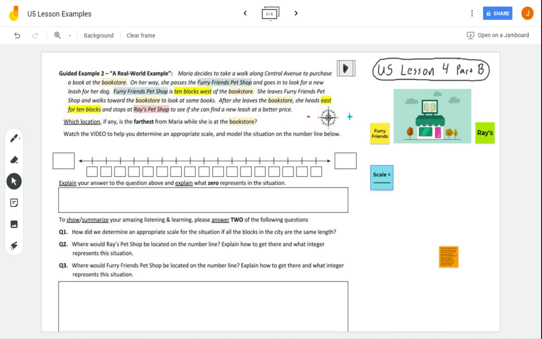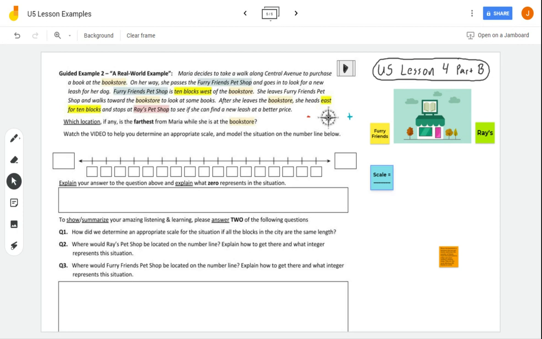Hopefully you'll notice that the things that I've highlighted are either locations, like the bookstore or different pet stores, or distances away, or directions from that bookstore. And you'll also notice that the word bookstore happens 5 times in the story, whereas the pet shops only happen once or twice in the story. And that's very significant. The reason why the bookstore is so important in this problem is because it's the central location in this story. And so everything that we do is going to be related to that.